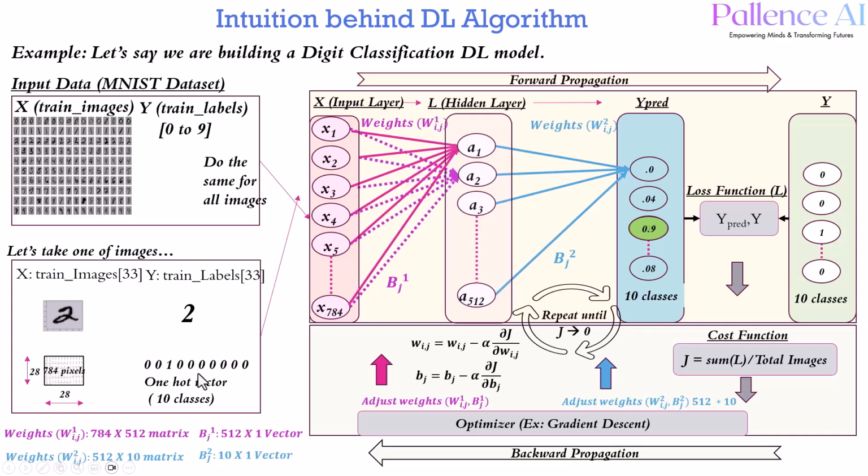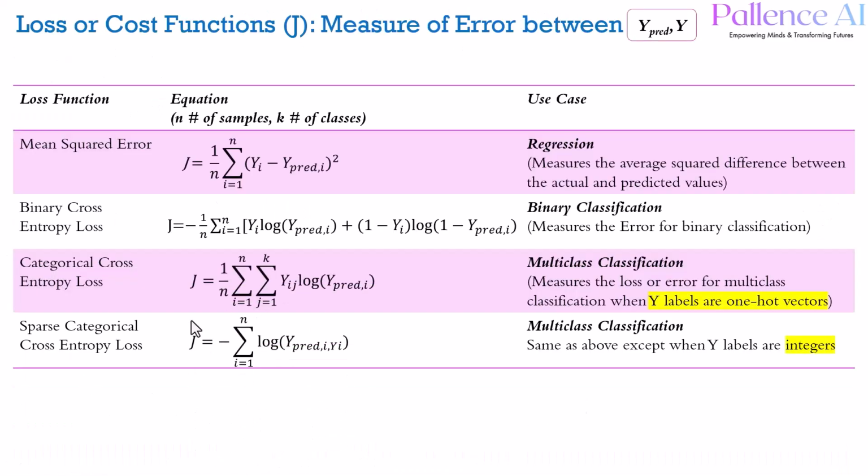If in your data set your labels are these one-hot vectors instead of integer labels, then use categorical cross-entropy loss. But if your labels are integers, then use the sparse categorical cross-entropy loss. Don't worry, we're not going to implement these loss functions by hand in Python, because all these loss functions come pre-built with TensorFlow and Keras, which is what we're going to use in this course. Even if you use PyTorch, there will be similar ways where you can directly incorporate all these losses as you're building your deep learning models.